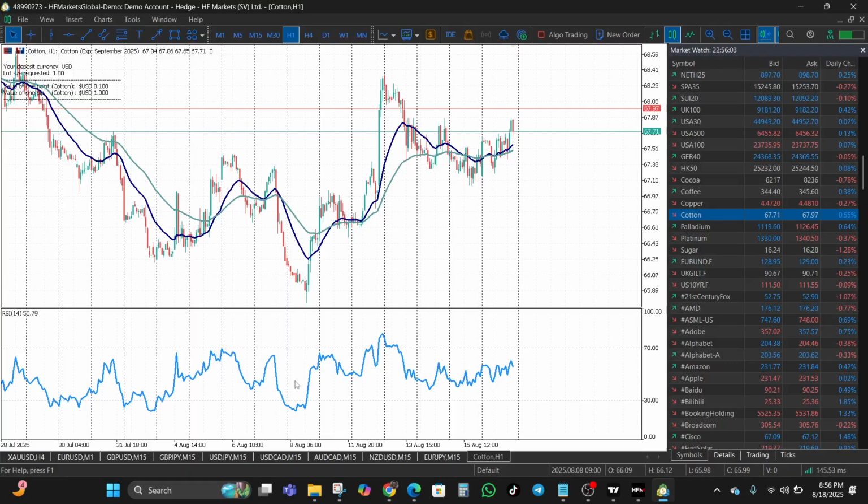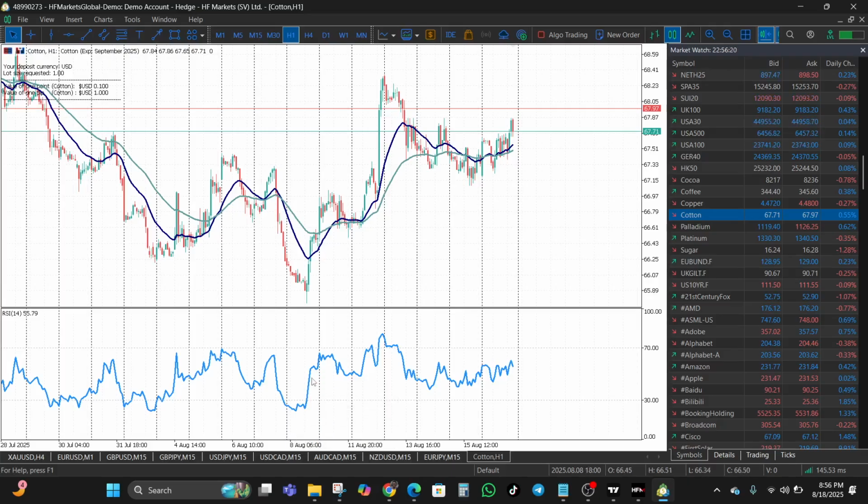So this strategy basically is when you have the RSI below the 30 level, and then you have a bullish crossover from the 50 and 20 EMAs. So you have that bullish crossover and you have the RSI rise above the 30 level.